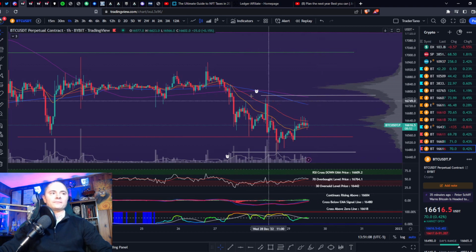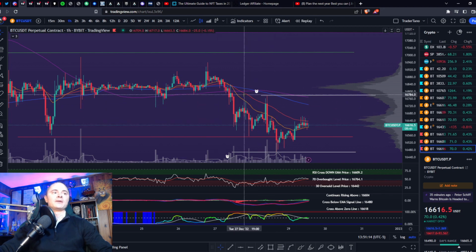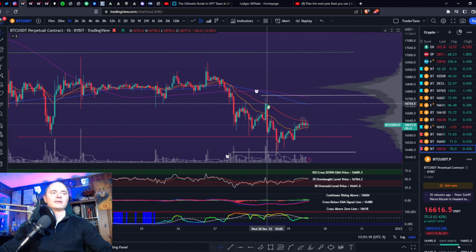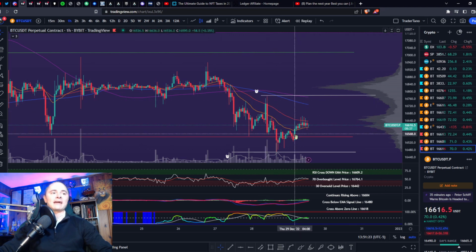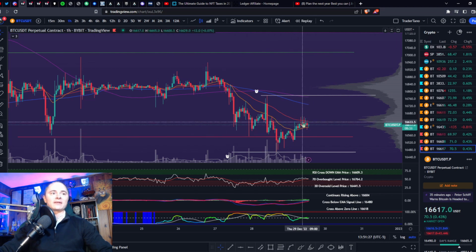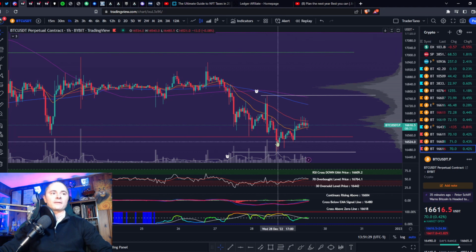As you see, we did have that multi-crossover, which forced the price action to the downside. Being held down by the 21, had a little liquidity grab to the 50, and then we got above the 21, and now we're being held down by the 50. You see these wicks right here. We got all the way down to that 16,470 level, then had quite a little bounce.